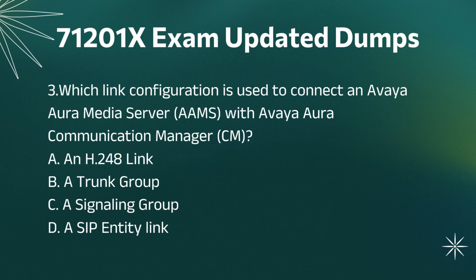3. Which link configuration is used to connect an Avaya Aura Media Server, AAMS, with Avaya Aura Communication Manager, CM? A. An H.248 link. B. A trunk group. C. A signaling group. D. A SIP entity link.